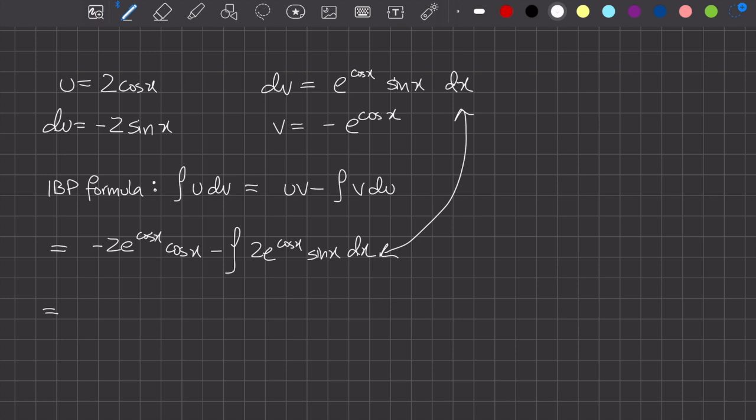This turns our expression into negative 2 e power cos x times cos x minus negative 2 e raised to the power cos x. The two negatives make a positive. We take 2 e power cos x common now, and what's left in brackets is 1 minus cos x, and that is our final answer. Wait, you forgot to add the constant. Oh, you're right. All right, there we go. Plus c and plus c.